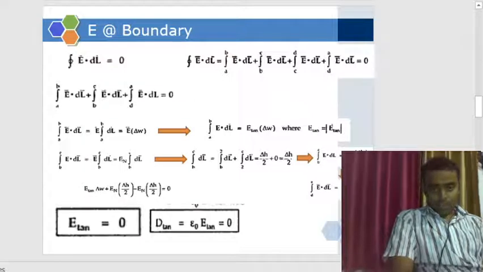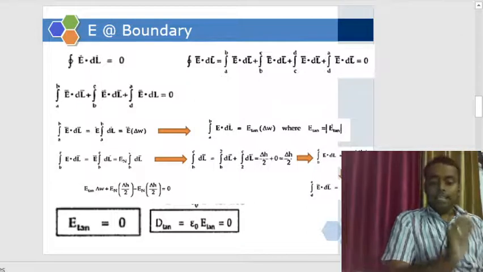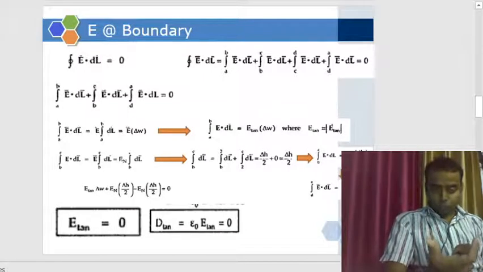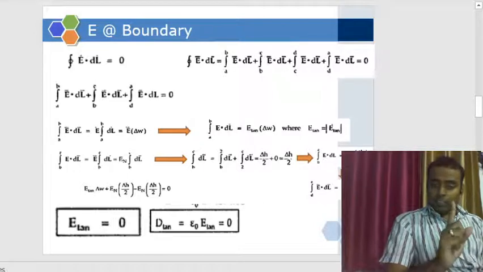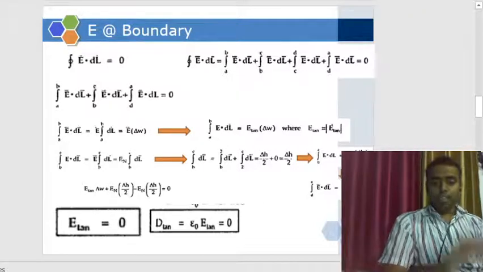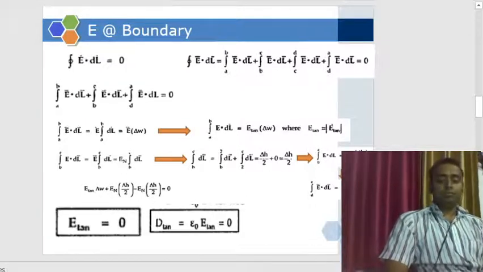get cancelled out. Normal component of E into del h by 2 minus normal component of E into del h by 2, these two will be cancelled out, and we'll get the tangential component E tan into del W is equal to 0. Del W, of course, we know that it is a non-zero quantity. It cannot be 0. That means E tan is equal to 0. The tangential component of electric field intensity is 0.